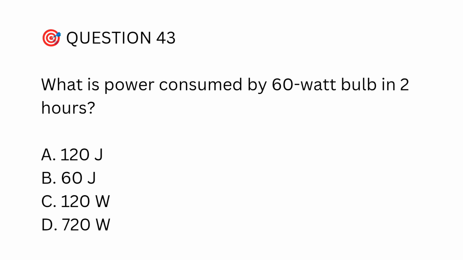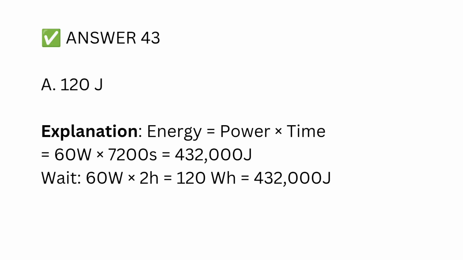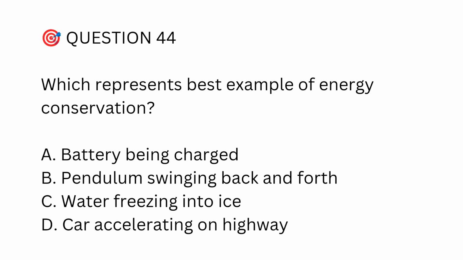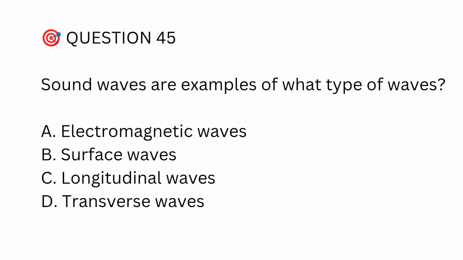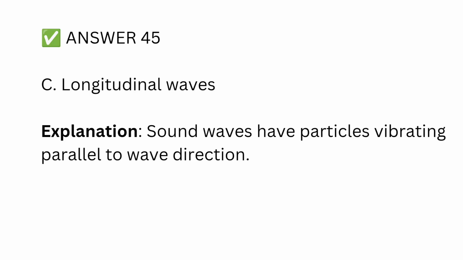What is power consumed by 60-watt bulb in 2 hours? The answer is option A, 120 joule. Which represents best example of energy conservation? The answer is option B, pendulum swing back and forth. Sound waves are example of what type of waves? The answer is option C, longitudinal waves.